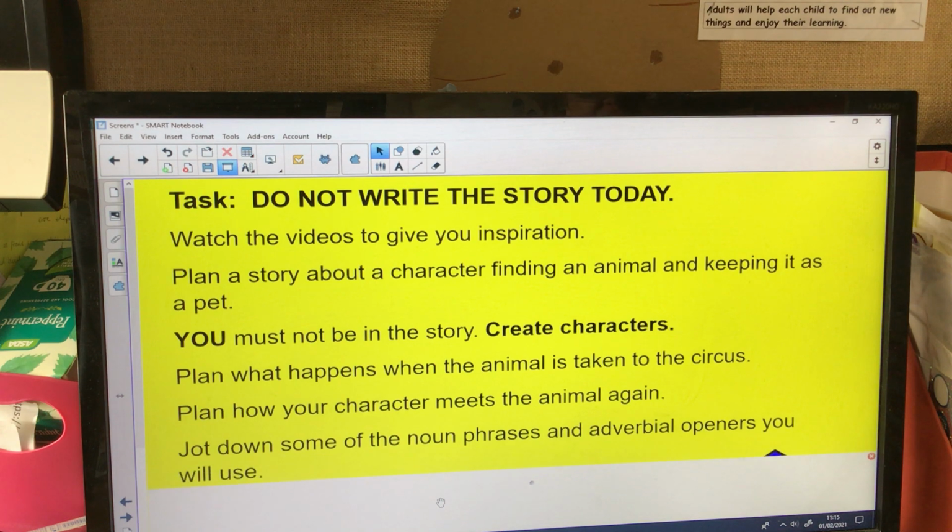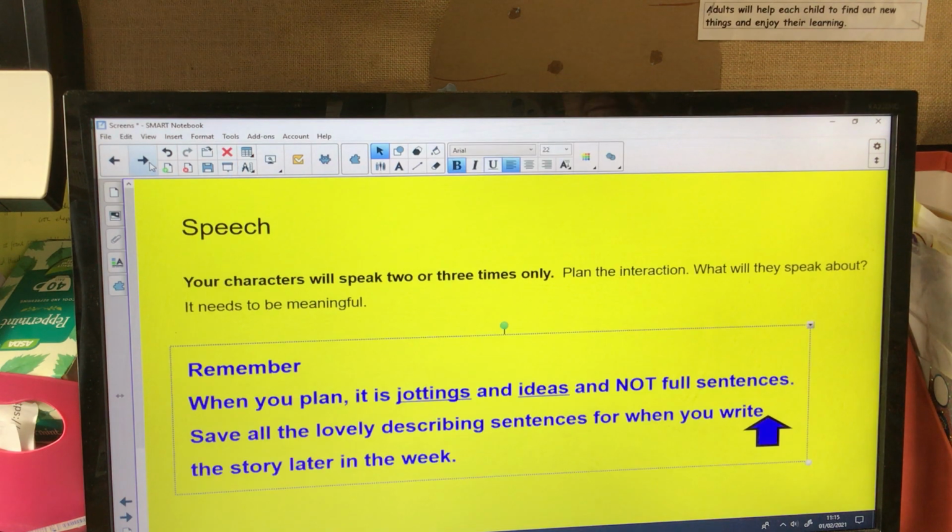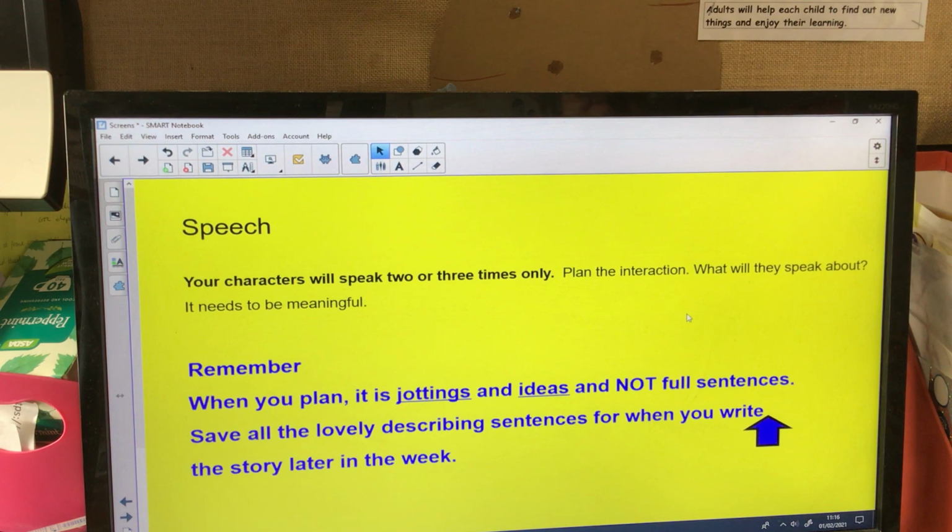Remember, jot down some noun phrases and adverbial openers that you will use as well. Okay? Your characters will speak, but only two or three times. You need to plan that interaction. You need to think about what they are going to be talking about. It needs to be meaningful. Are they going to have a debate and a bit of an argument, discussion like Bertie and his mum did over whether or not to keep the lion cub in the house? You know, you need to think about that.